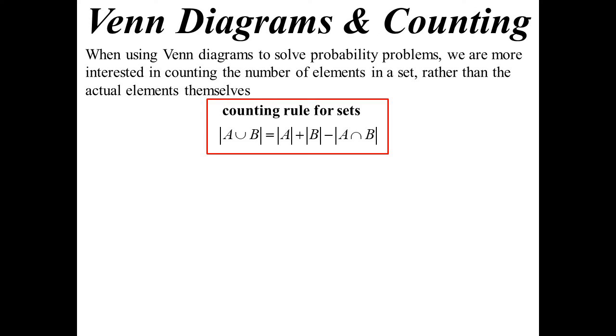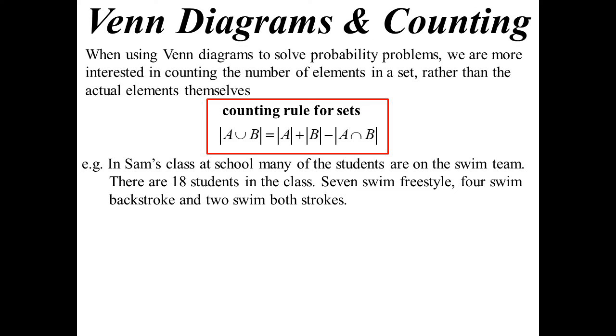Okay, the counting rule for sets. The number of elements in A union B will be the same as the number of elements in A plus the number of elements in B, but we would take away the number in the intersection because we don't want to double count them.